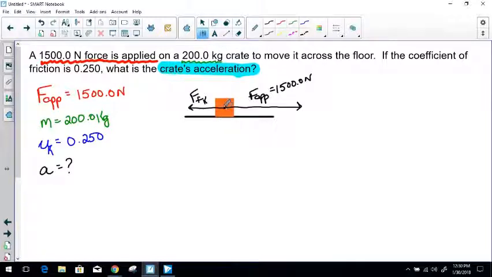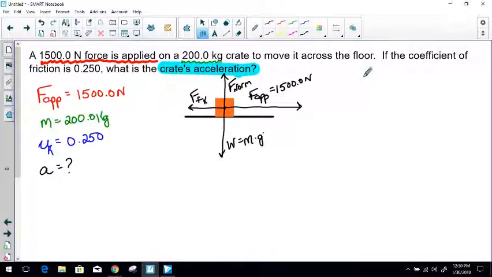I also have this idea of weight acting downwards. And we know that weight is mass times the acceleration due to gravity. And I have this idea of the normal force acting in the upward direction, holding the crate from accelerating towards the center of the Earth. So I have several forces here, and I want to find the crate's acceleration.